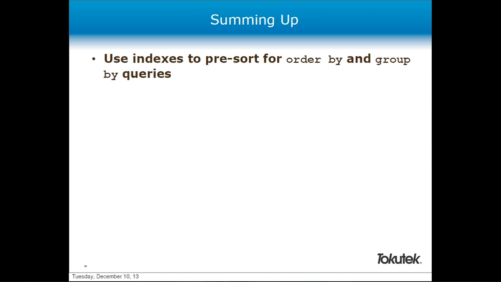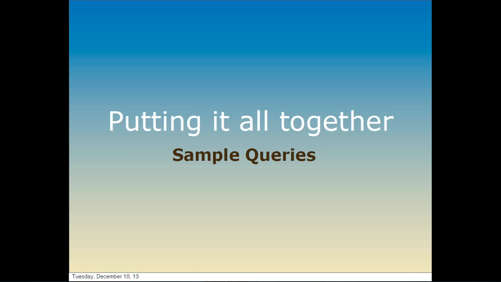So really, to sum up, this is, I think, the simpler of the three rules. Use indexes where you can to pre-sort the data for order by and group by for your queries. Okay, so this discusses the three rules. Now what I want to do is run through some simple examples. I want to put this all together, and let's actually put a little bit of practice here.